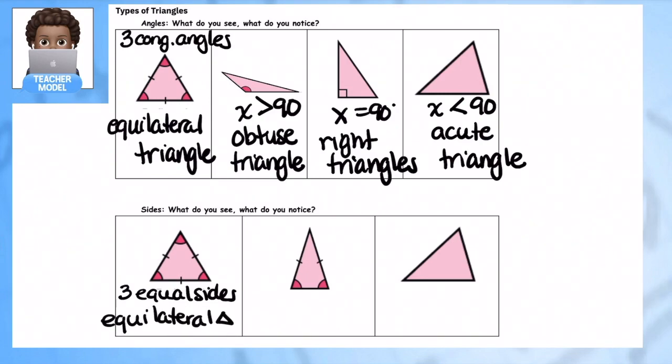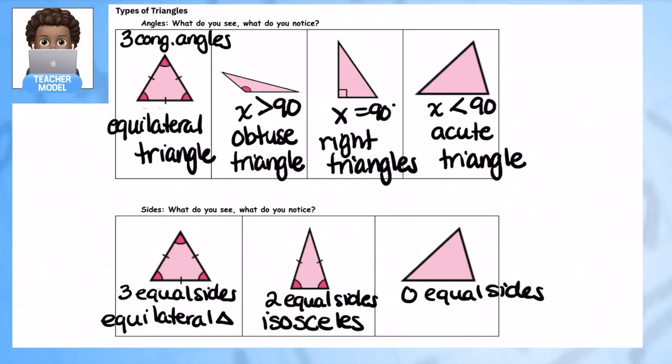I'm just going to put a symbol for triangle. Now if it has 2 equal sides, then we have an isosceles triangle. I often spell this wrong, so isosceles. And if it has 0 equal sides, then we call it scalene. The scalene triangle.